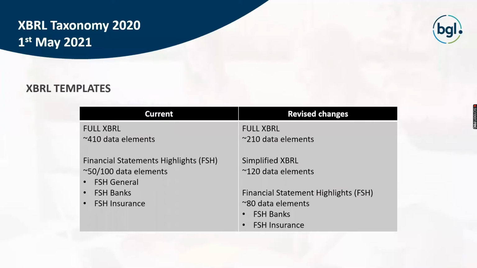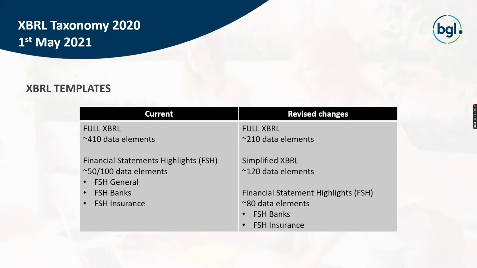You can see here in the XBRL templates with the current and revised changes in this table, there is quite a big difference in terms of the data elements for each XBRL type. With the full XBRL under the current filing requirements, there are around 410 data elements, whereas in the revised changes, it is now decreased to 210 data elements, which will make it easier for you as the person generating the XBRL file to enter the values in.